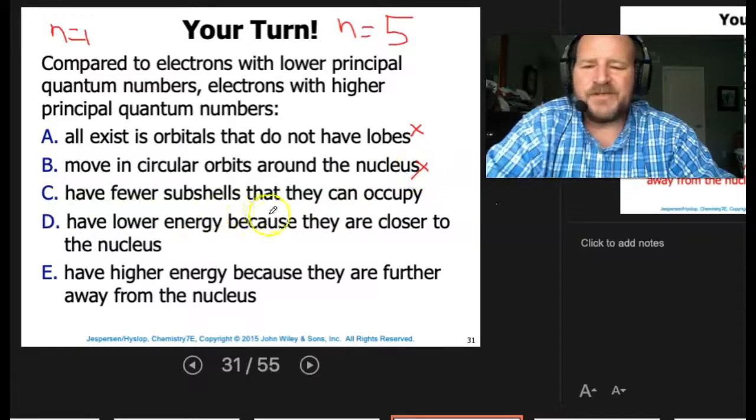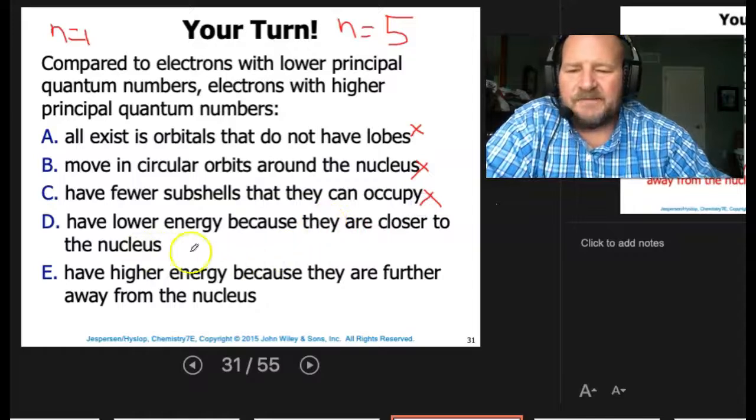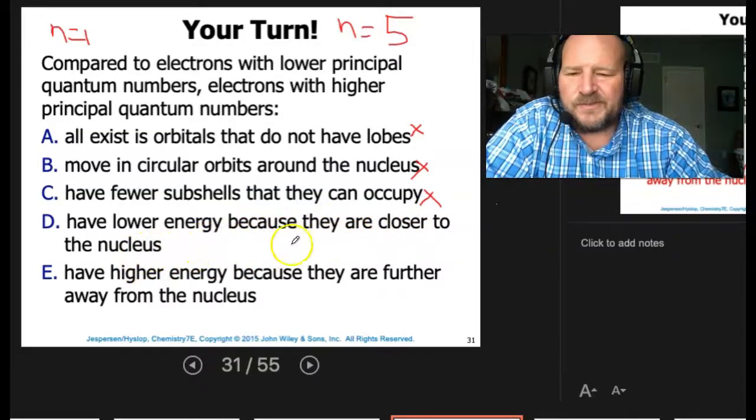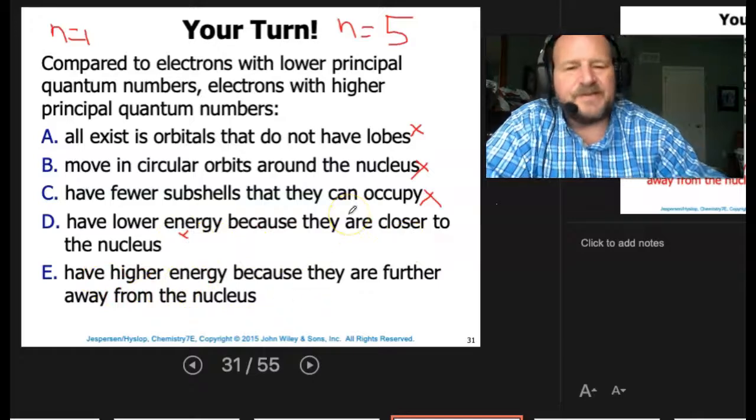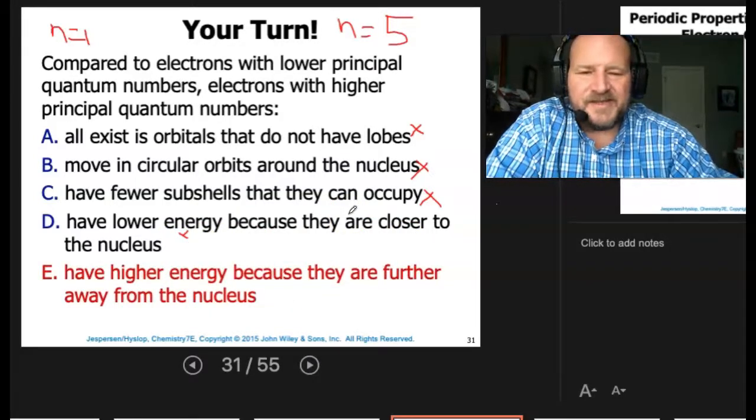Have fewer subshells. That's actually opposite, right? Fewer subshells would be the opposite direction. Have lower energy because they are closer. That's actually wrong too, which means it has to be E. Let's see. Have higher energy because they're further away from the nucleus. Yep, I got it. All right, so we're going to end this segment here.